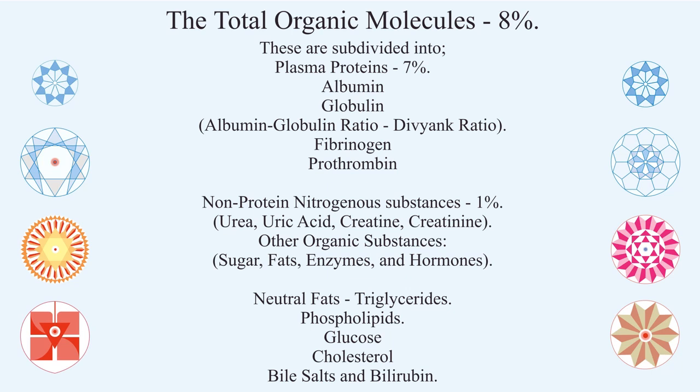Non-protein nitrogen substance is 1%. I told you out of 8, 7 is plasma protein, 1 is non-protein nitrogen substance. What are they? Urea, uric acid, creatine, creatinine. Other organic substances which play an important role are the sugar, fats, enzymes, hormones. Then at the same time, we also have neutral fats, triglycerides, phospholipids, glucose, cholesterol, bile salts, bilirubin, etc.